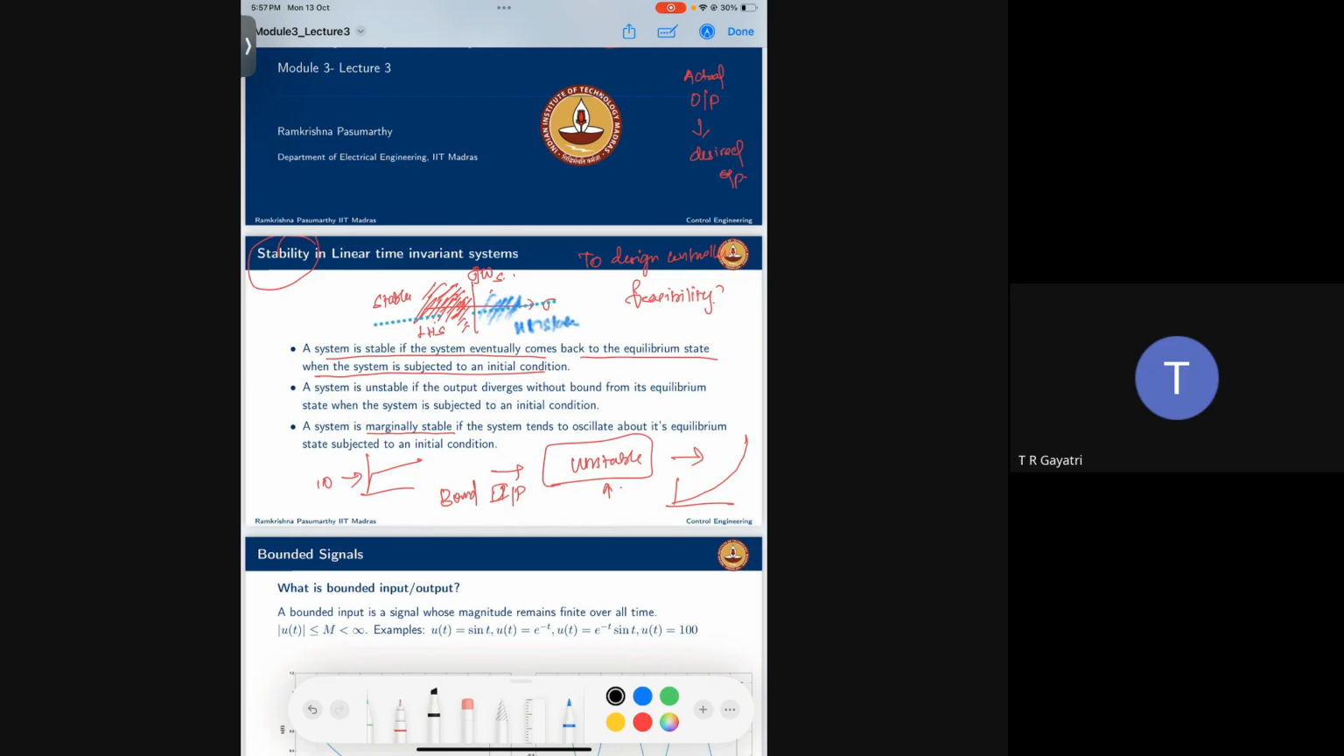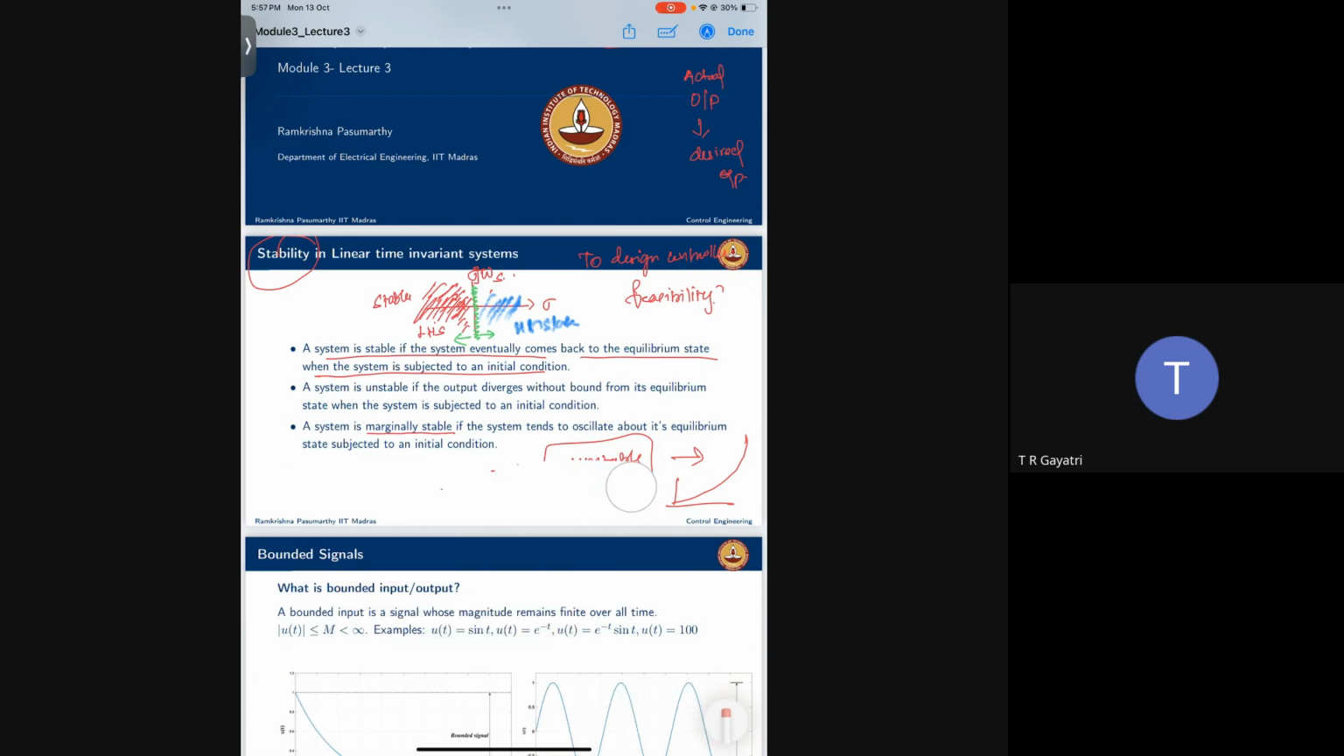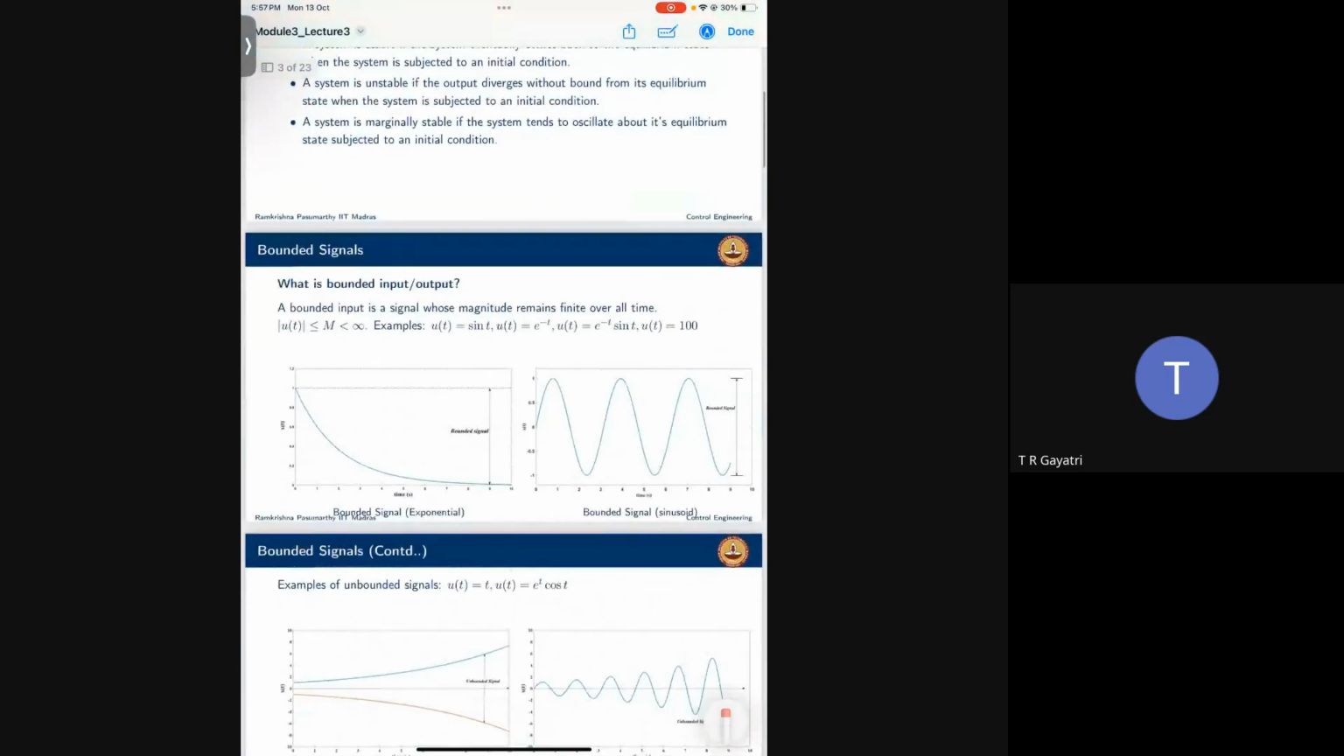The marginally stable case lies between these two, on the imaginary axis. It may go to the unstable region or come to the stable region whenever there is a perturbation. We cannot decide. Only if the perturbation happens can we say it has become stable or unstable. So there are systems like that also. You cannot just cover everything under stable or unstable. There are systems that lie in between these two conditions. Those are called marginally stable systems. We will study all those things in detail.